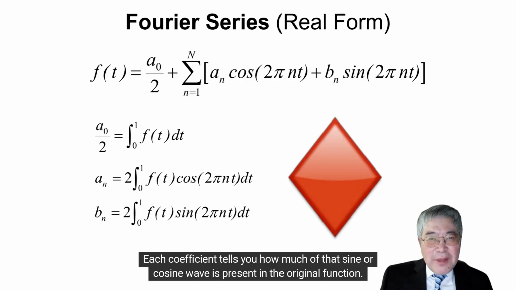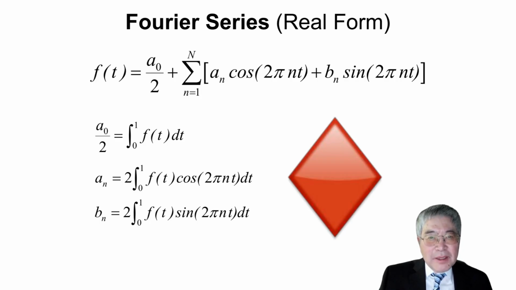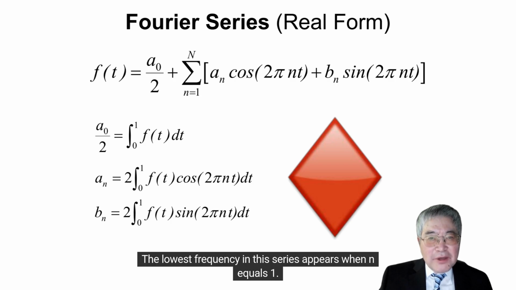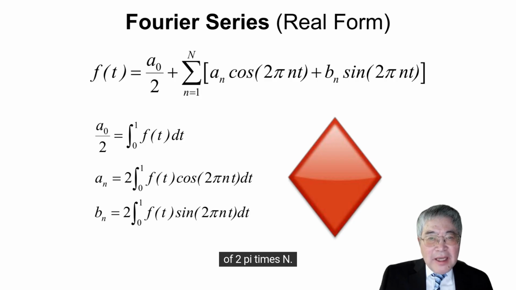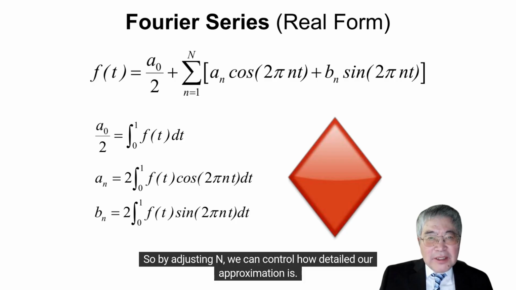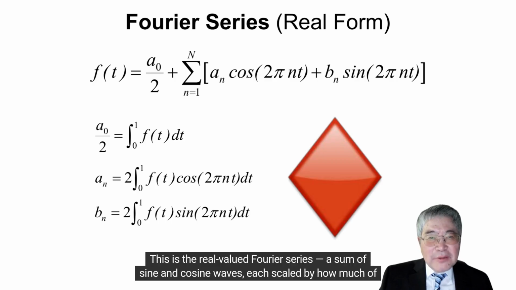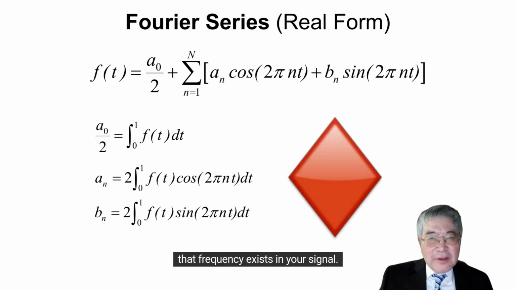Each coefficient tells you how much of that sine or cosine wave is present in the original function. Now here's something important. The lowest frequency in this series appears when n equals 1. That corresponds to a frequency of 2 pi. The highest frequency depends on N, which is the upper limit of the sum, and that gives us a maximum frequency of 2 pi times N. So by adjusting N, we can control how detailed our approximation is. This is the real valued Fourier series, a sum of sine and cosine waves, each scaled by how much of that frequency exists in your signal.